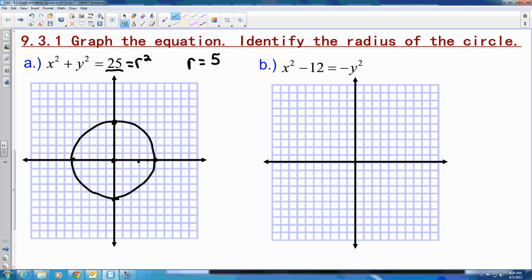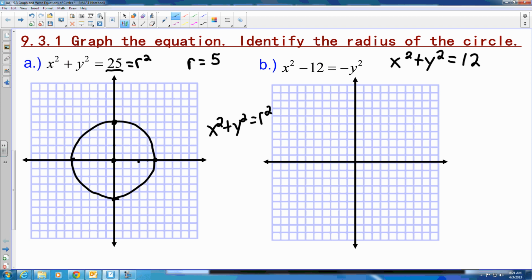Okay? For example B, I have x squared minus 12 equals a negative y squared. It's very important to make sure that you put it in standard form. Standard form is that whole x squared plus y squared equals r squared form. So I'm going to add 12 to both sides, and I'm also going to add y squared to both sides. So then that gives me x squared plus y squared equals 12.